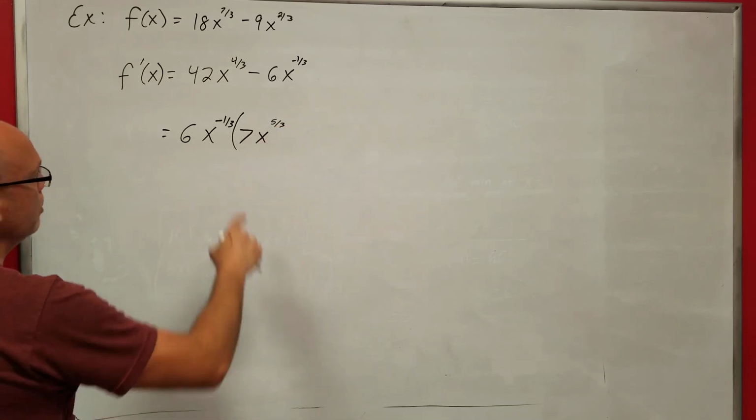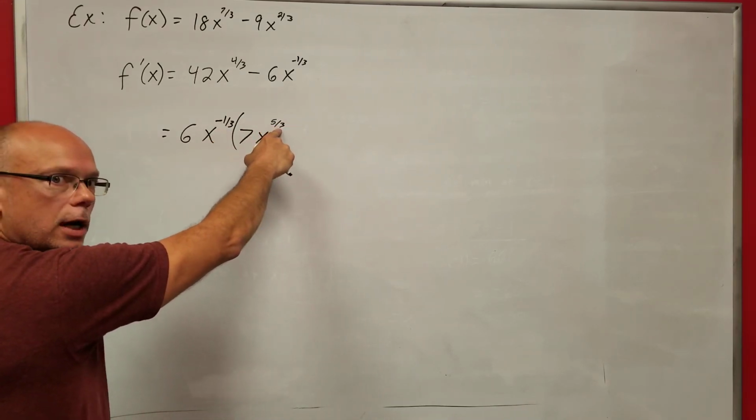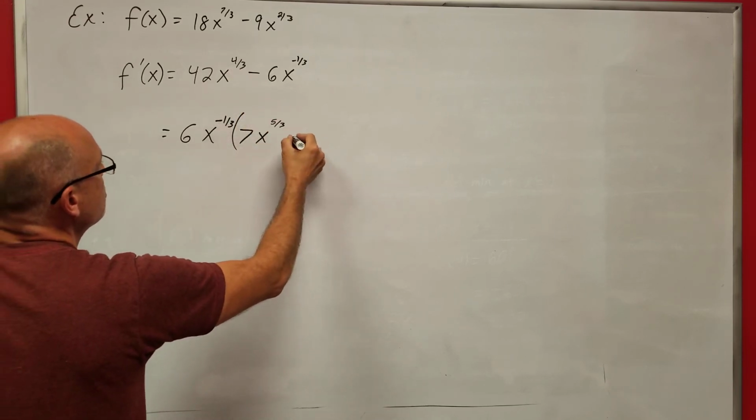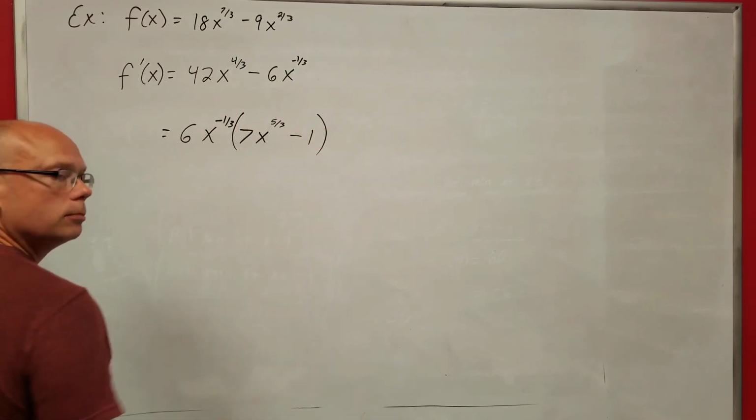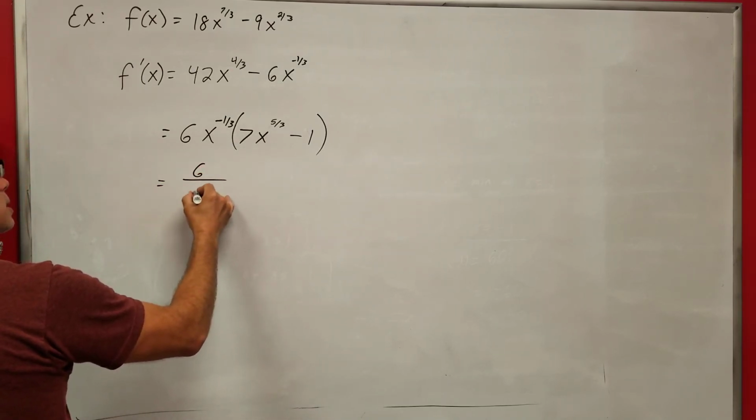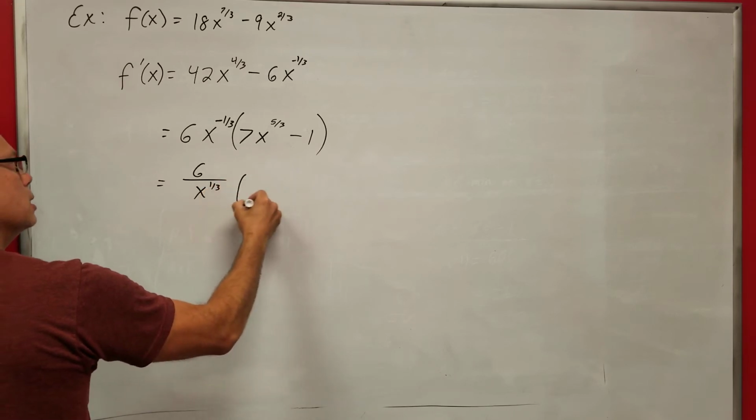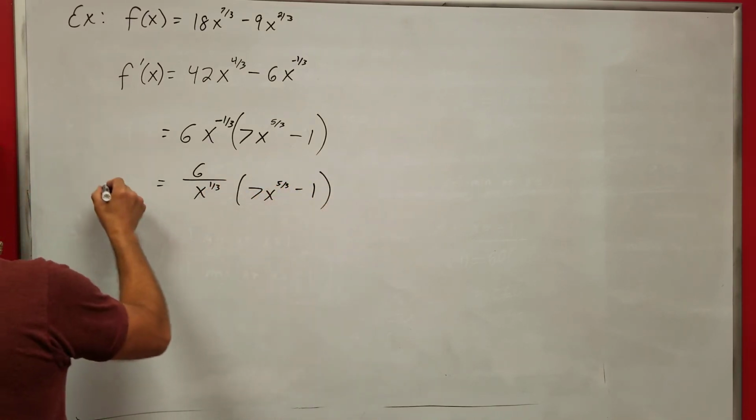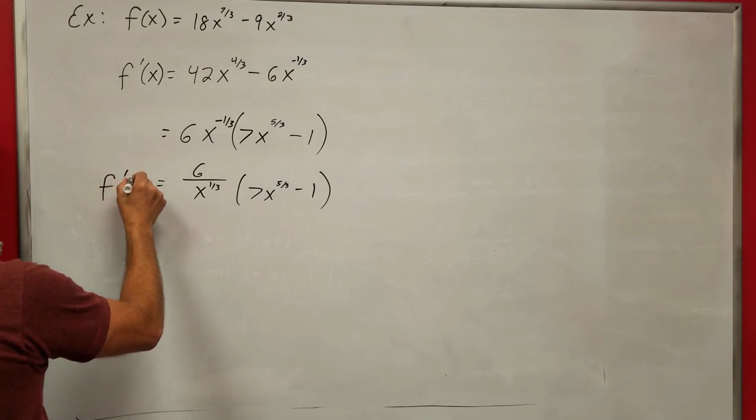5/3? Think about that. What's negative 1/3 plus 5/3? 4/3, which is what I want, minus 1. Well, I could do a rewrite and say this is 6 over x to the 1/3 times 7x to the 5/3 minus 1, and that's f prime of x.